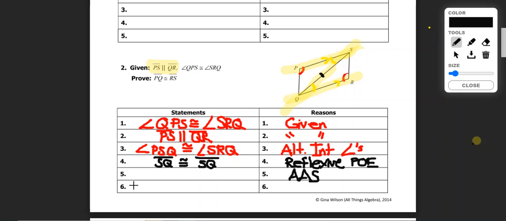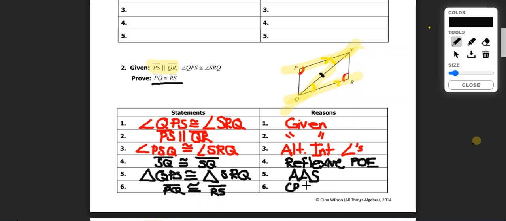Okay, so we now have triangle QPS is congruent to triangle SRQ. Right? And once we know that the triangles are congruent, we know that the side that we're trying to prove congruent, PQ, oh, I wrote an R, probably not R. Let's try that again. PQ is congruent to side RS. Okay, and that is congruent by corresponding parts of congruent triangles are congruent, CPCTC.